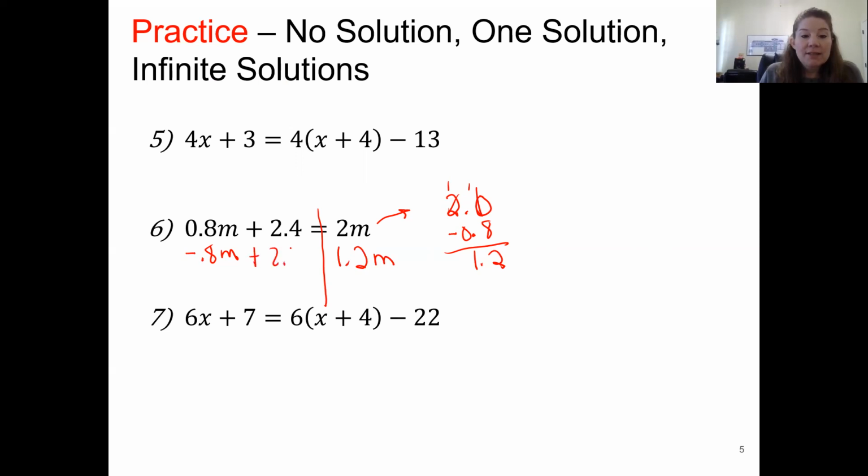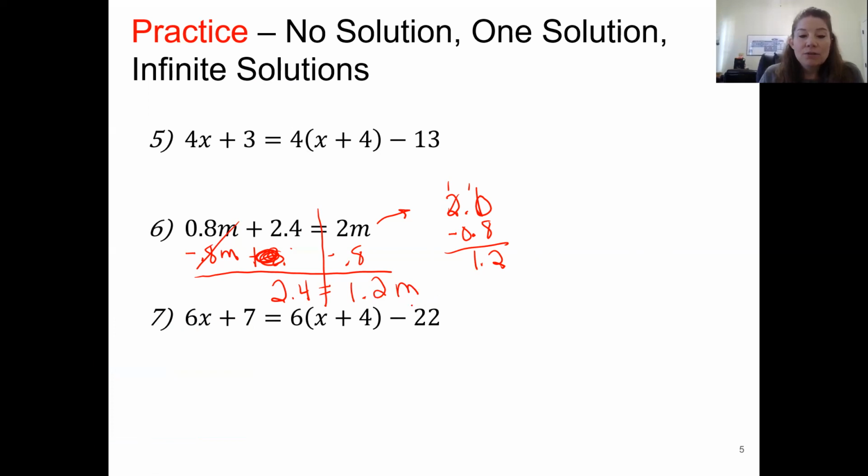Oh, sorry. What am I doing? I've lost my mind for a minute. All right, so my 0.8 m's are gone. That's gone. I'm left with 2.4. And I should have written minus 0.8 right here, guys. Forgive me. So this should have been minus 0.8 because everything we write on one side of the equal sign, we have to write on the other. So this is equal to 1.2 m.